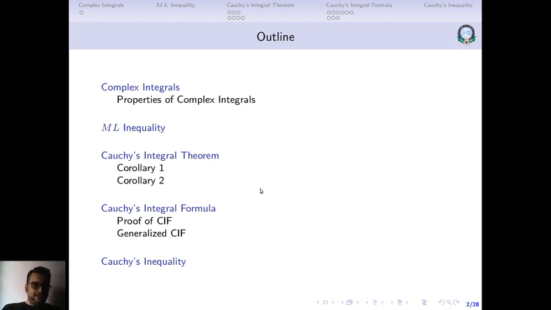This would then lead us to what is known as Cauchy's integral formula. From the perspective of your course, this formula would help you to easily evaluate many different kinds of complex integrals. Finally, using the ML inequality, I shall derive Cauchy's inequality, which basically provides an upper bound for the value of the derivative of an analytic function at any point.